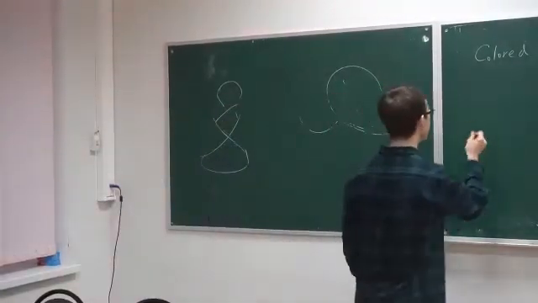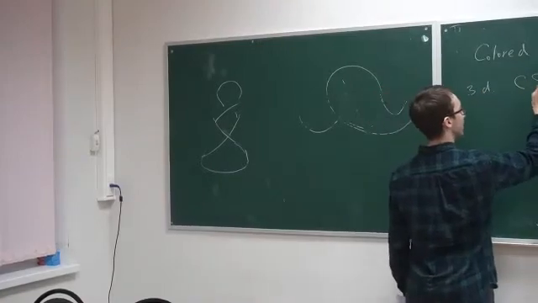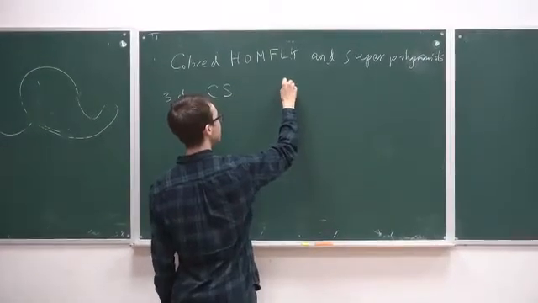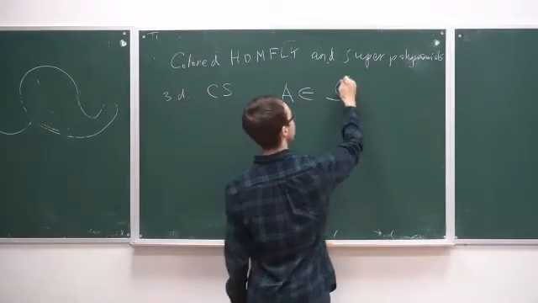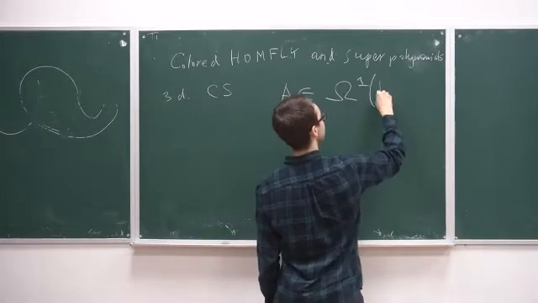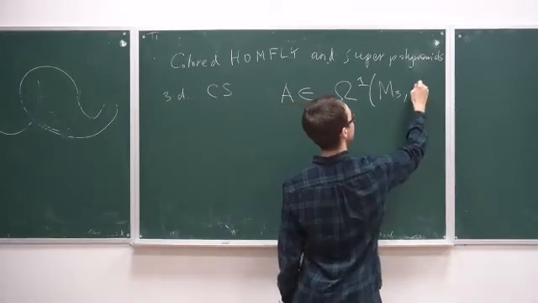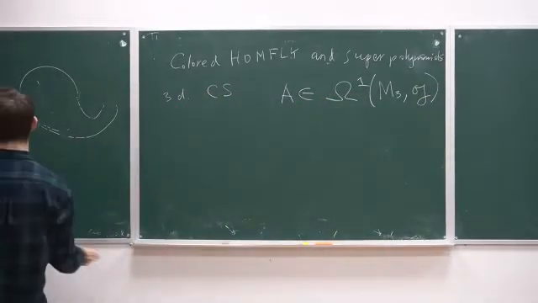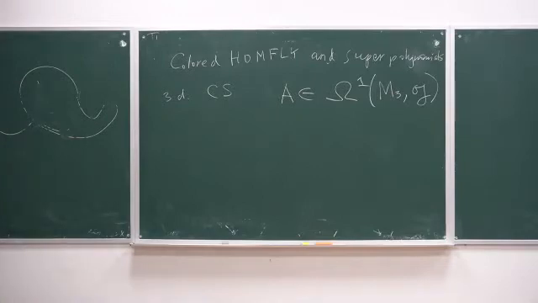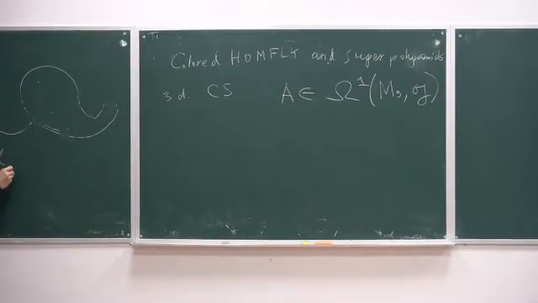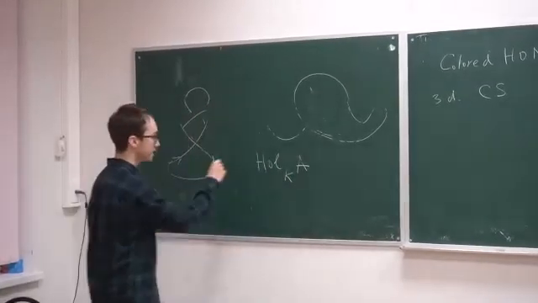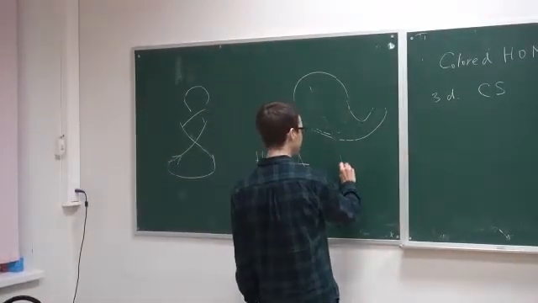there is a three-dimensional theory where we integrate over the space of one forms on a three-dimensional manifold with values in a Lie algebra. If we have such a one form, then we can integrate it over a knot. So consider the holonomy of A along the knot, and such an observable is called a Wilson loop.